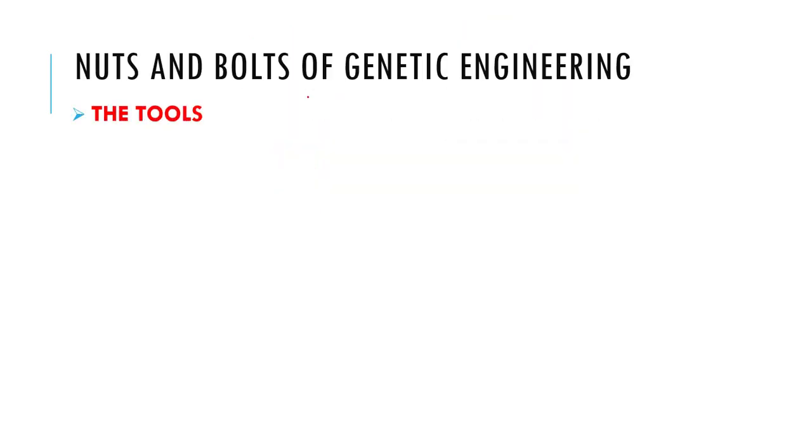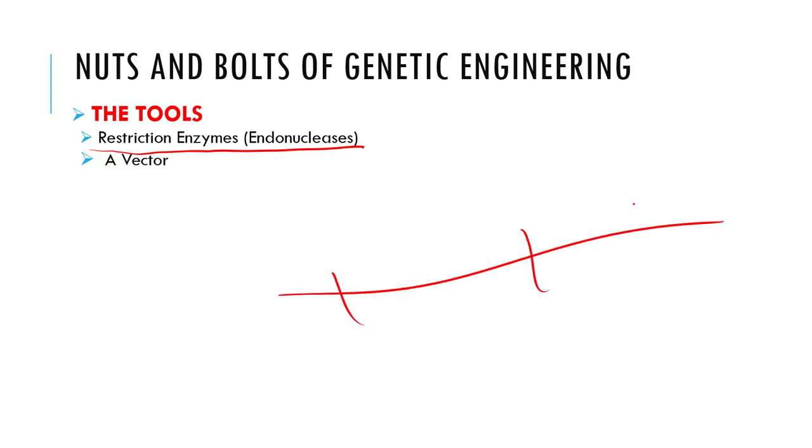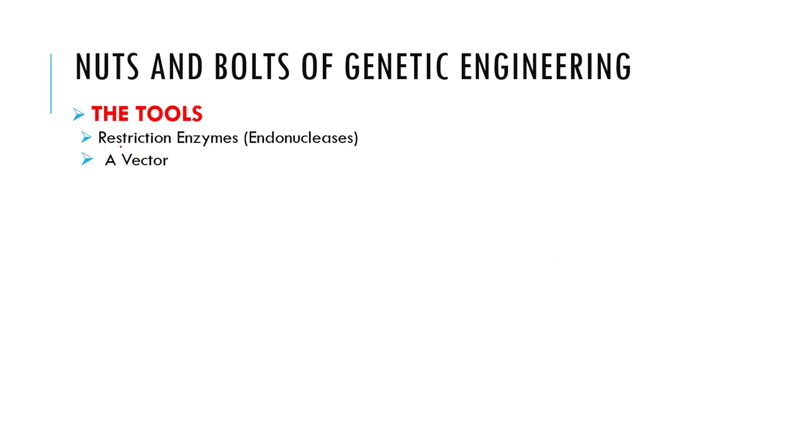So this is where these tools come in handy. Of these tools, the first one is a very important tool: the restriction enzymes. As you can see, we have an S here, so this is not one enzyme. This is actually a group of enzymes which are commonly known as endonucleases. These enzymes are also known as molecular scissors, as they cut the DNA molecule at specific spots, as we are going to see shortly. Restriction enzymes cut DNA.